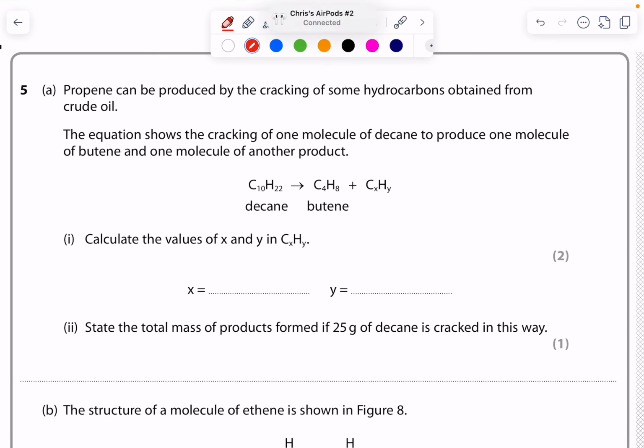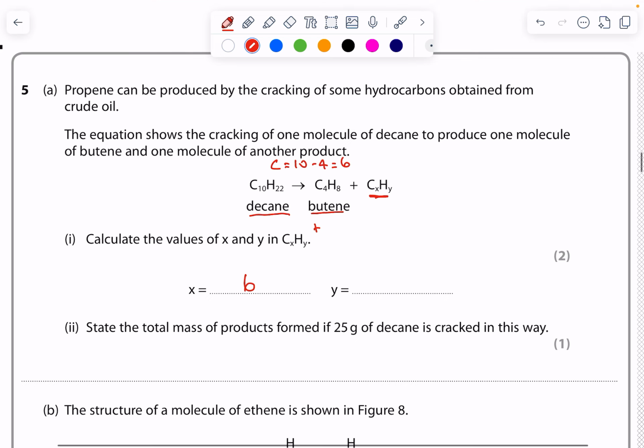This is about cracking of hydrocarbons. And the first bit says that they're taking this decane and they're forming butene, but they want us to work out the values of X and Y. So remember, here you've got 10 carbons. So if we just list for carbon, there's 10 at the start. We've got 4 left over. So that means we are 6 missing. So X must have a value of 6.